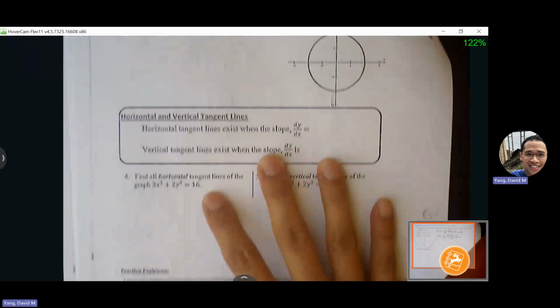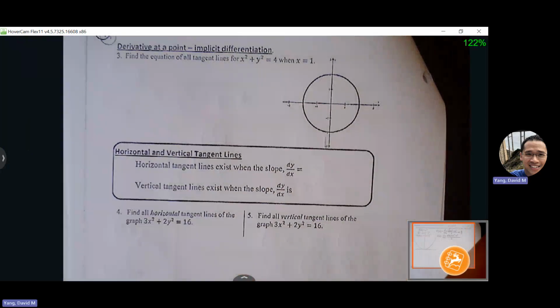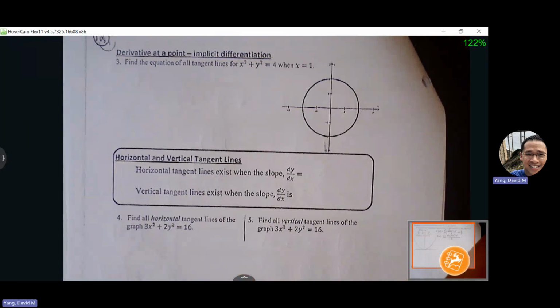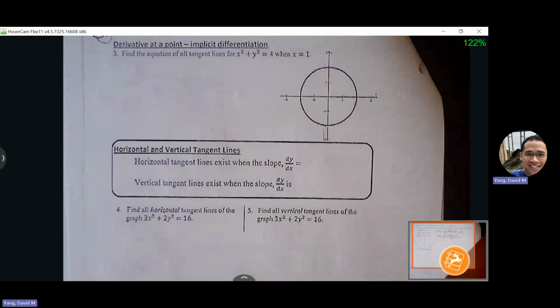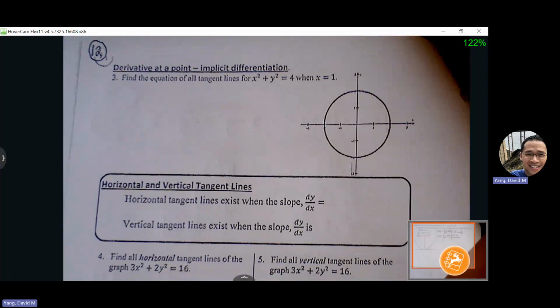All right, so first things first, it says find the equation of all tangent lines for x squared plus y squared equals 4 at x equals 1. Let's first build the derivative. We know that there is a need for implicit because why? You see y, something done to the y's, right? And the y is not by itself.